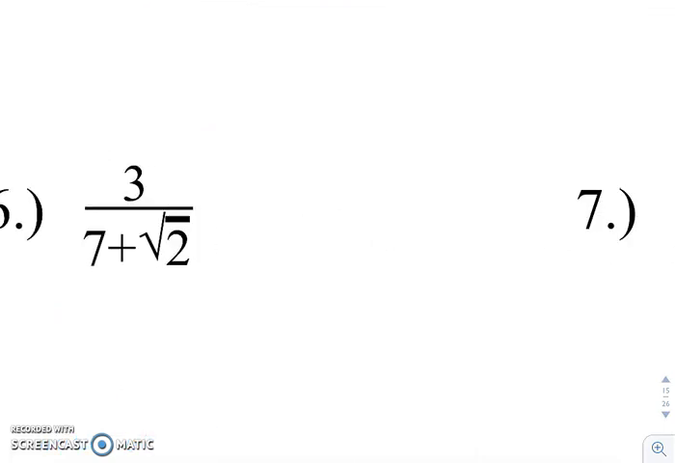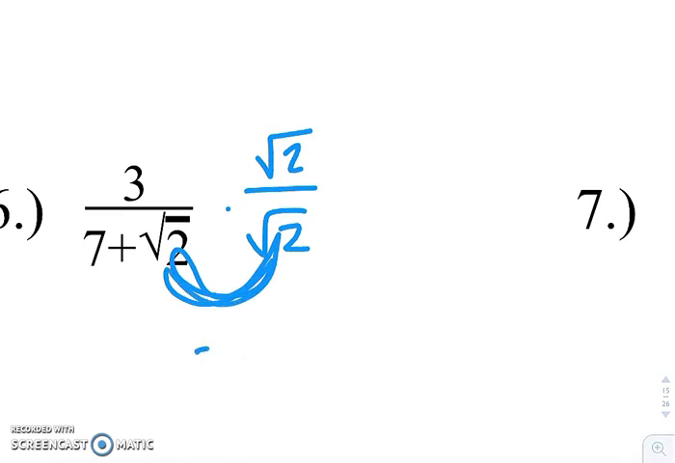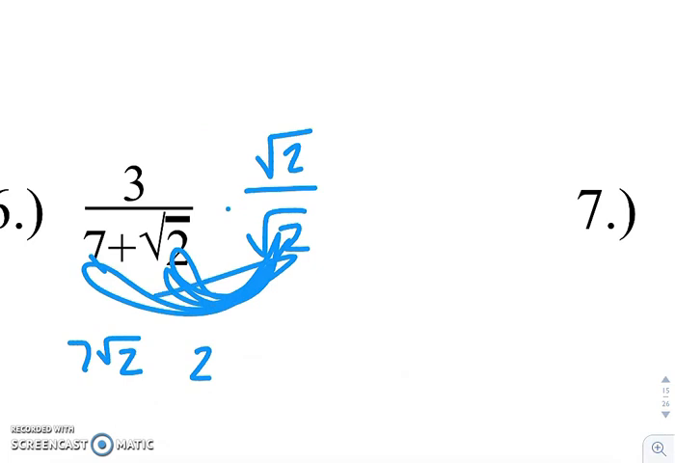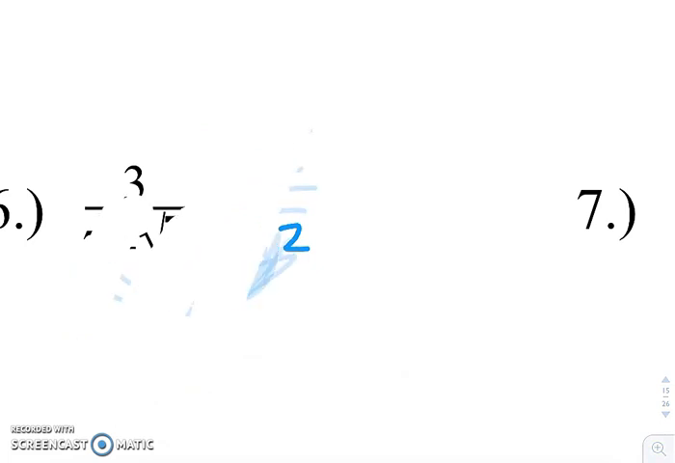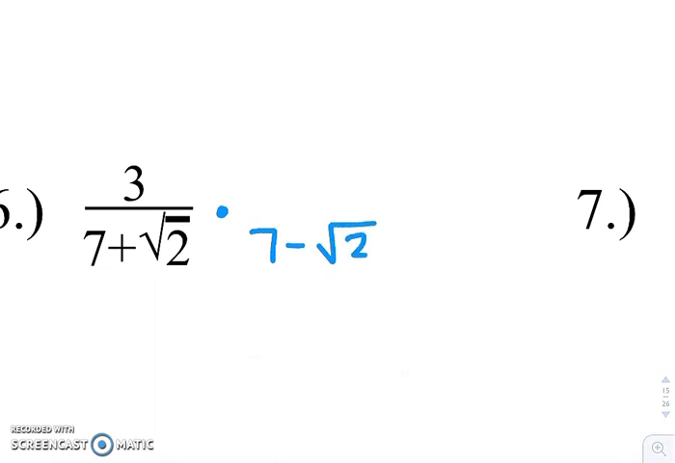So 3 over 7 plus square root of 2. So we can't just multiply by the square root of 2. Yes, that would take care of this and make 2, but then we would have 7 square root 2 left because that 2 goes to both. So that's why we have to multiply by the conjugate. So the conjugate would be, it's originally 7 plus square root 2. The conjugate would be 7 minus square root 2. Have to do it to the top and bottom.